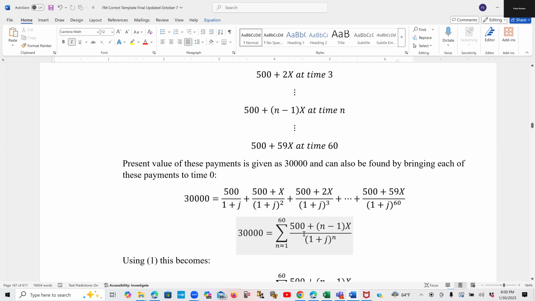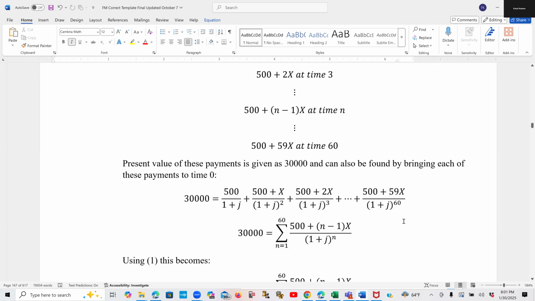So when n is 1, the numerator is 500 + 0X, or just 500, which is what we have here. And when n is 1, this is (1 + j) to a single power, which is what we have here. And then the last one, 60. 500 + 59X should be in the numerator, which is what we get when n is 60. 60 minus 1 is 59, so 500 + 59X. And when n is 60, the denominator here is (1 + j)^60, which is what we have here.